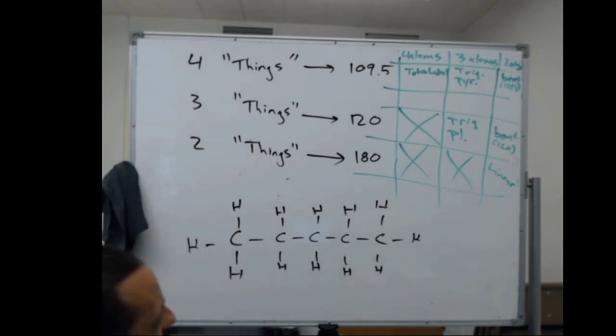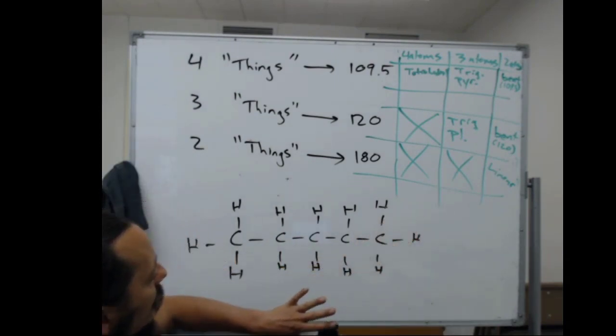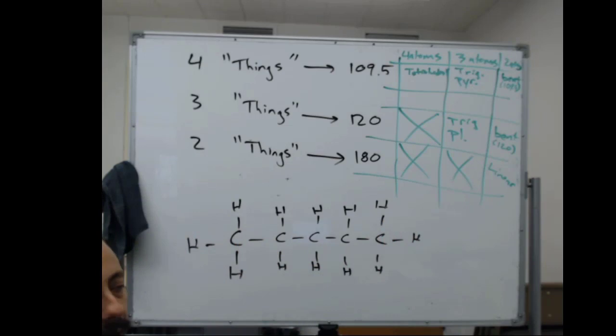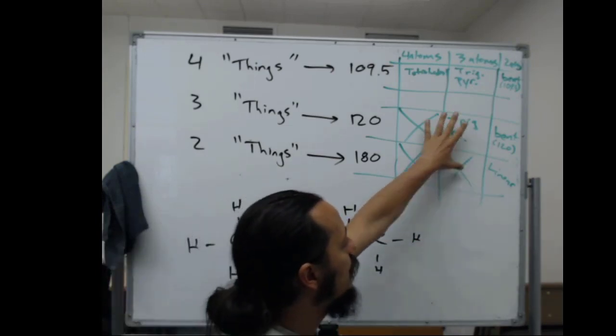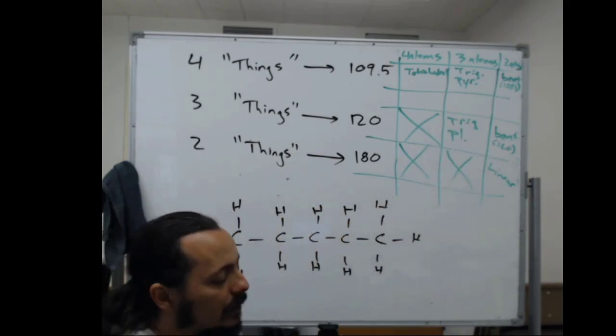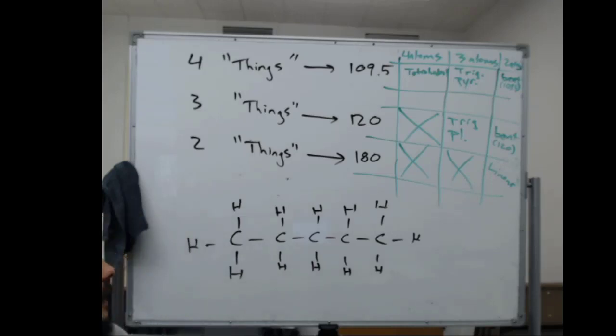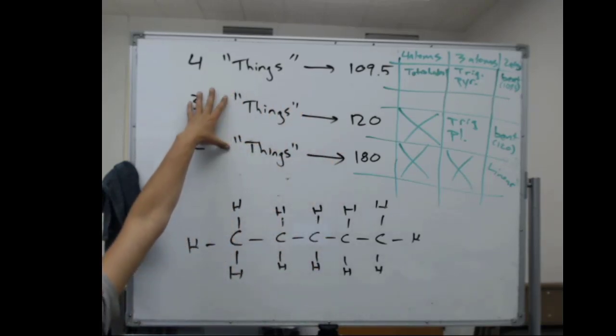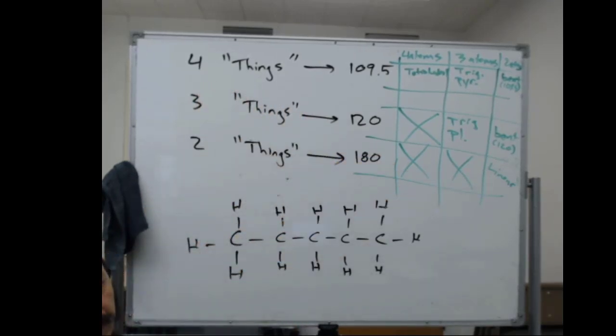So our ability to get from line drawing to structure to angle, there's not really an easy way to draw it. It's just recognizing how many things are attached and how many of those things are atoms to get our geometries.